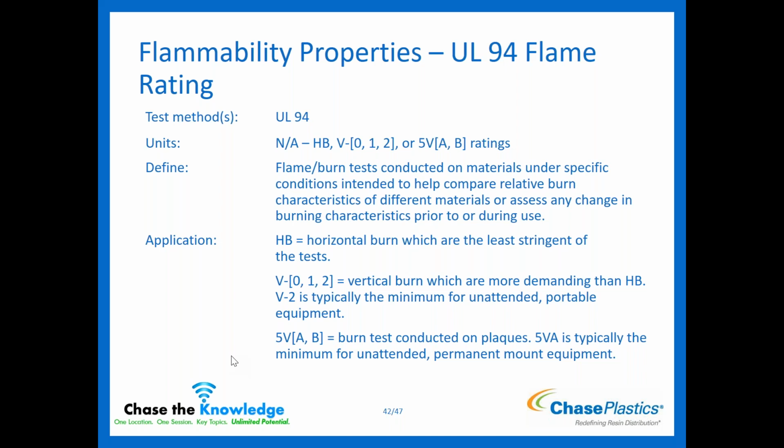And so what does that look like? So standard V2 is going to be a minimum for an unintended portable piece of equipment. When we're asked for FR materials, the assumption generally is that you're looking for a V0 material, but we do make sure to try to clarify that when being asked. So we make sure we're getting you the right flame rated material, but standardly when someone says it's an FR material, normally they are referencing V0. And then a more stringent test would be your 5VA, 5VB. So these are conducted on plaques. I have pictures on the next slide to show you. But 5VA is going to be typically the minimum needed for an unintended permanent mount piece of equipment. So it's going to have that 5VA rating if you're going to use it for that piece of equipment.